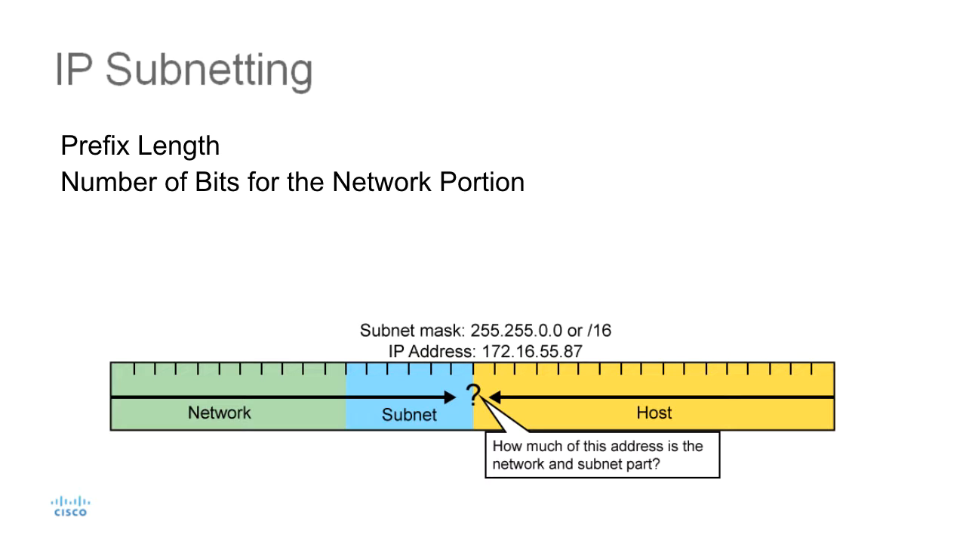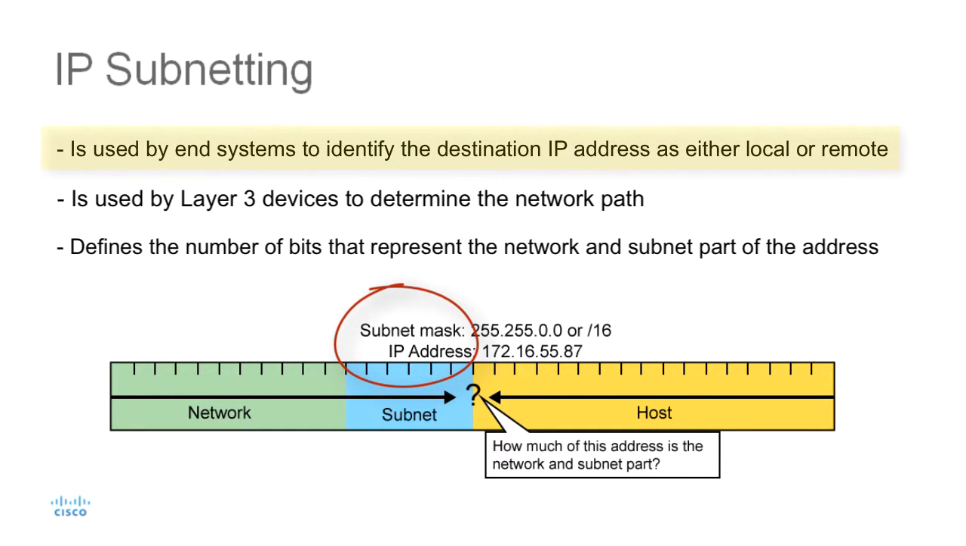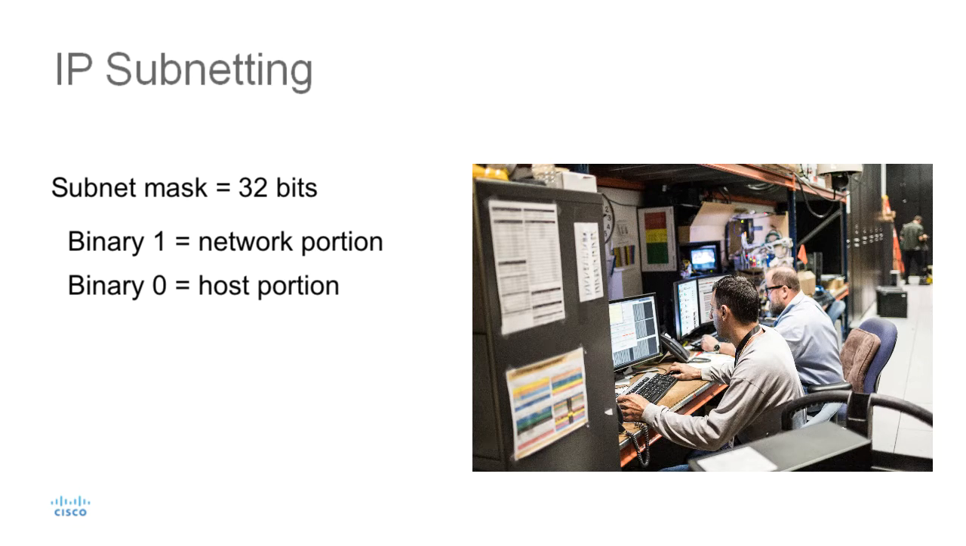The entity that's used to specify the network portion of the IPv4 address to the network devices is called the subnet mask. The subnet mask is used by end systems to identify the destination IP address as either local or remote. Routers use the subnet mask to help determine the path to the network. A subnet mask defines the number of bits that represent the network and the subnet part of the address. Just like the IPv4 address, the subnet mask is made up of 32 bits, and it uses ones and zeros to indicate the bits of the address that are the network bits and those that are the host bits.